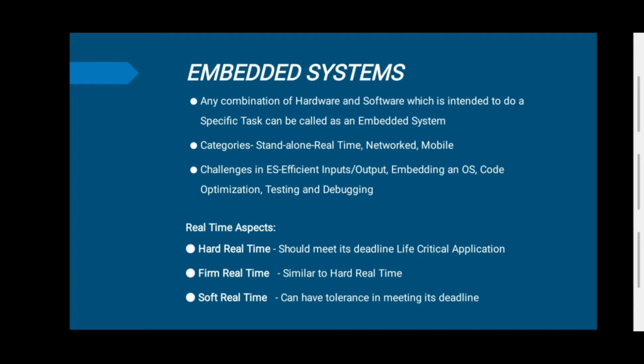Embedded systems. Any combination of hardware and software which is intended to do a specific task can be called an embedded system. Categories: standalone, real-time, networked, mobile. Challenges in embedded systems: efficient inputs and outputs, embedding an OS, code optimization, testing and debugging.